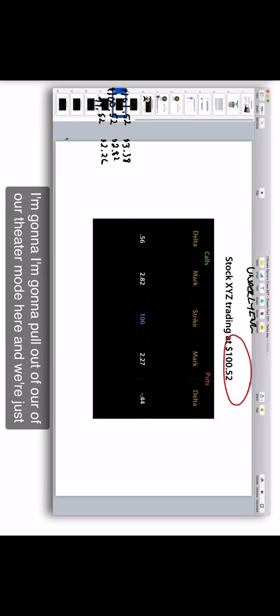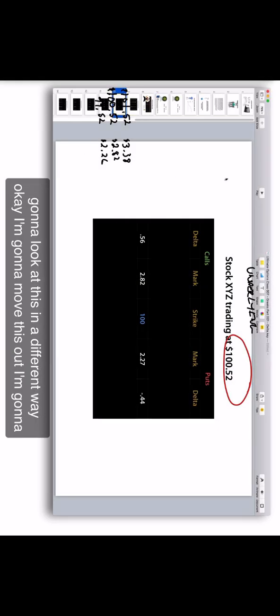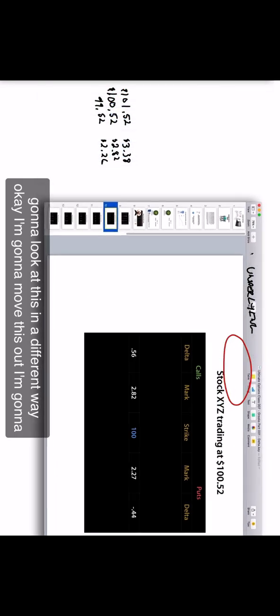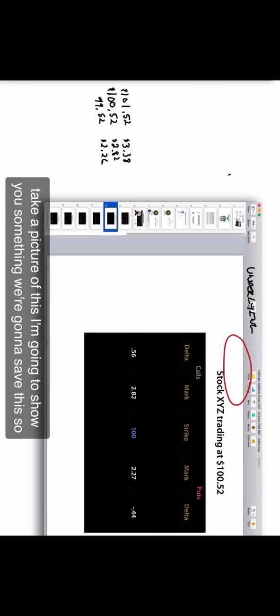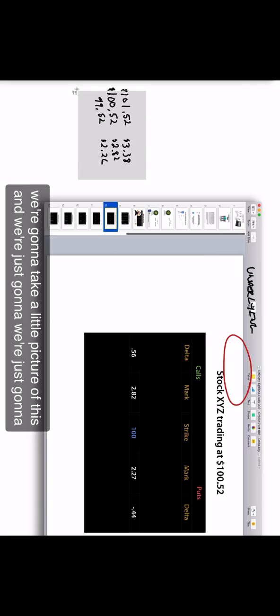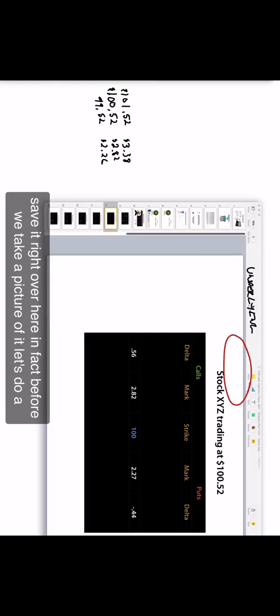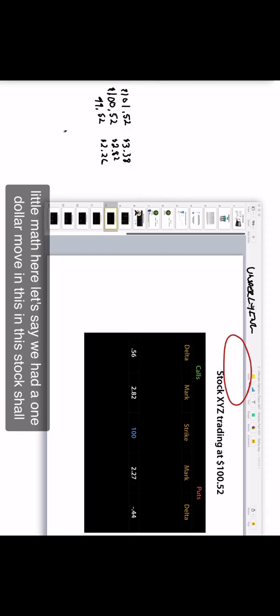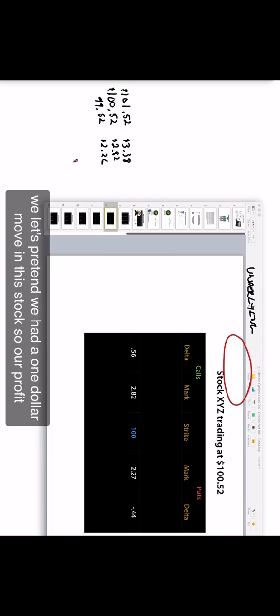Now I'm going to pull out of theater mode here, and we're just going to look at this in a different way. I'm going to move this out. I'm going to take a picture of this, I'm going to show you something, and we're going to save it right over here. In fact, before we take a picture of it, let's do a little math. Let's say we had a $1 move in this stock, shall we? Let's pretend we had a $1 move in this stock.